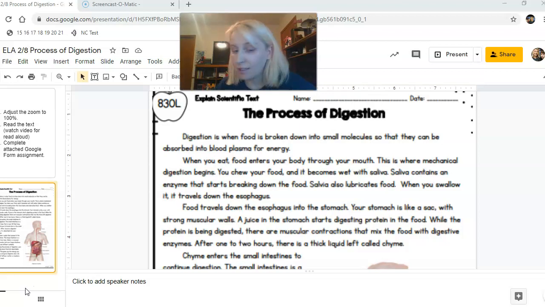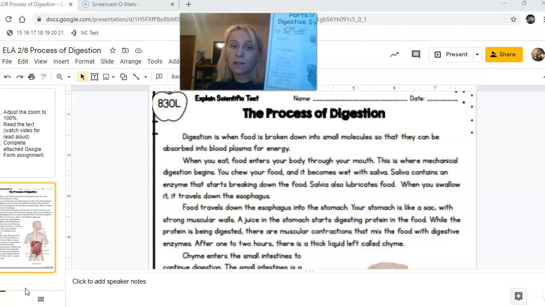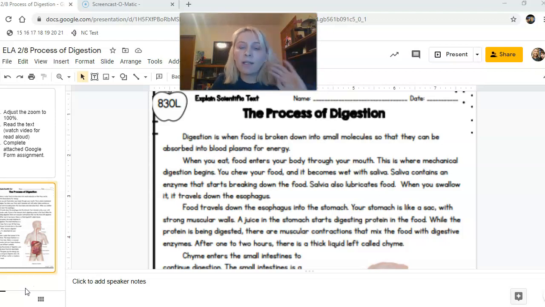And in my homeroom today, they are filling out the parts of the digestive system. They're reading a little passage about swallowing, and now they're going to learn even more about the digestive system because this article is going to go into the process. What is digestion and what goes on during digestion?